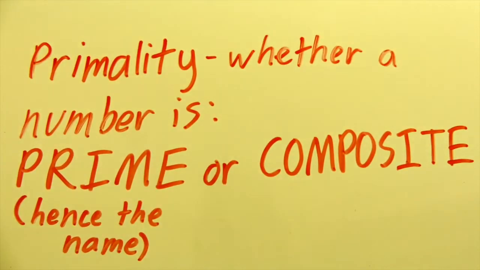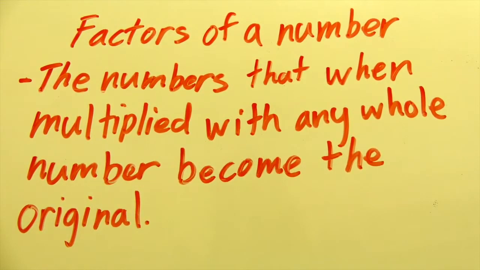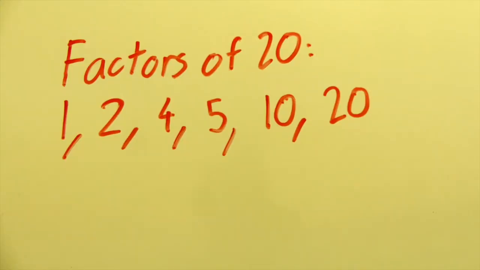The second quality of a number is the primality. The primality of a number is whether it is prime, hence the name, or composite. In order to understand the primality of a number though, you've got to understand factors. The factors of a number are the numbers that when multiplied with any whole number become the original. Here we have the factors of 20. They are 1, 2, 4, 5, 10, and 20. Note that factors must be whole numbers, they must be positive, and they must not be 0.